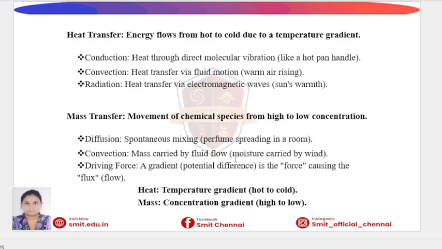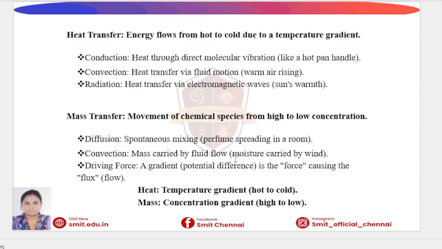Here there are three types of transfer processes. One is conduction, that is heat transfer through direct molecular vibration, like a hot pan handle. And then convection, heat transfer via fluid motion, warmer air rising is an example. And radiation, heat transfer via electromagnetic waves, an example is the sun's warmth.